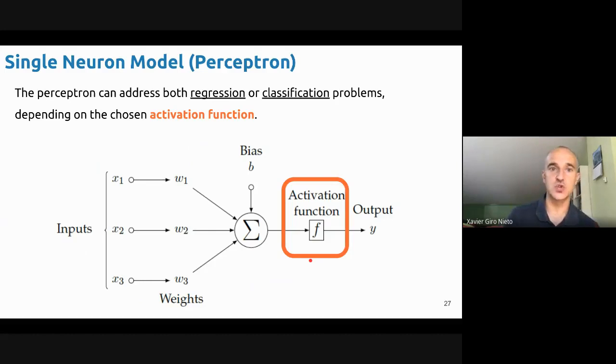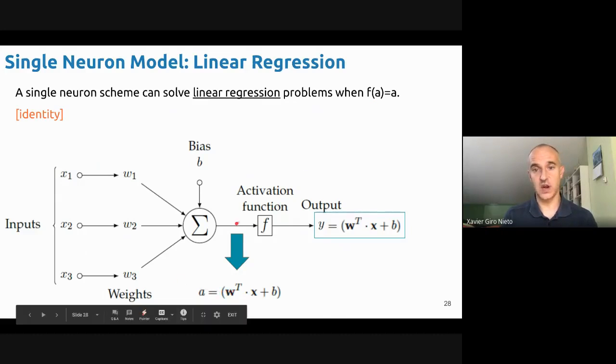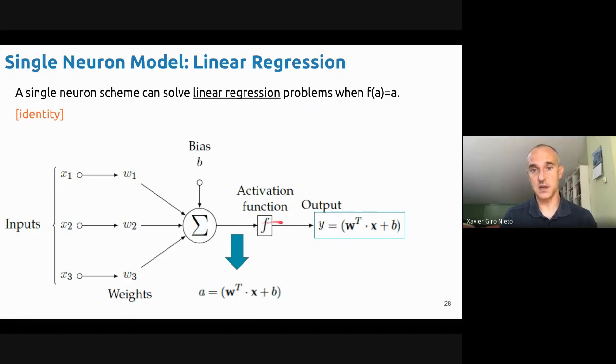The perceptron can be used to solve both regression or classification problems. And actually, it depends on what we put here in the activation function. So, for example, imagine that the activation function is the identity, which is equivalent to saying that there's no activation function. In this case, the linear combination that we have at this point is also the output. So the output, in this case, is a linear regression. In this scheme that you're seeing now, the perceptron is behaving as a linear regression. So this same architecture is addressing the task of linear regression.